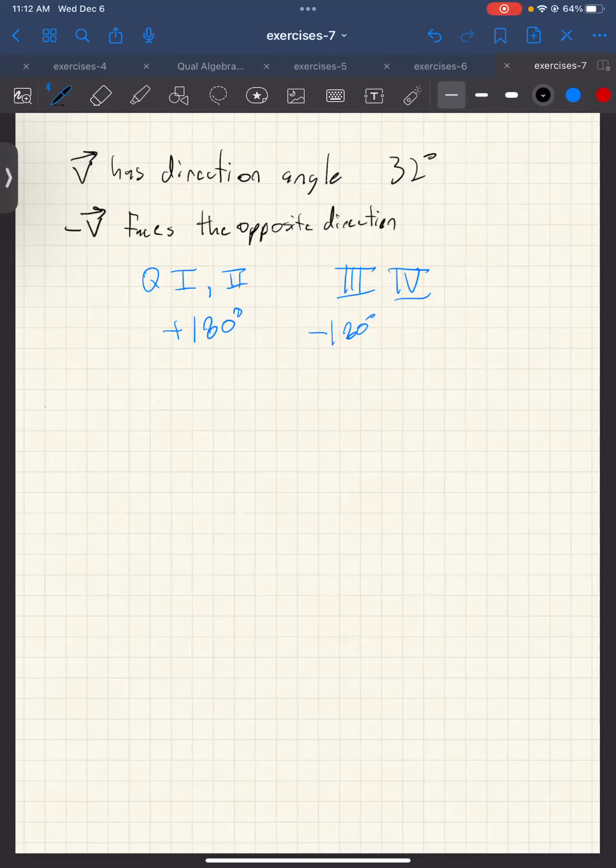And again, here is the initial vector that I'm describing. So let's say the original angle is in quadrant 1 or 2, add 180. If the original angle is in 3 or 4, minus 180. Okay, very good. So that is what I wanted to talk about for chapter 15 right away.